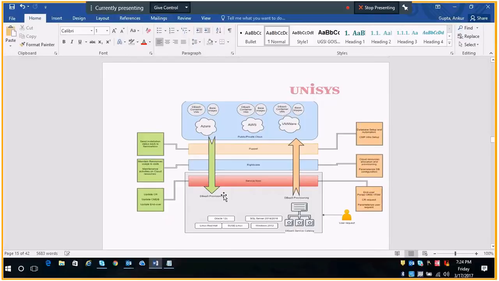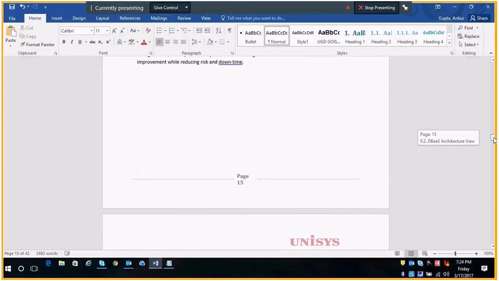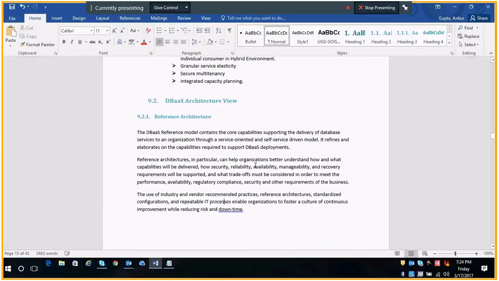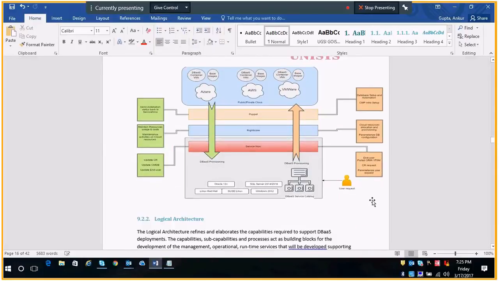Then the architecture review is something that will help you from the reference architecture: what are my service capabilities which will bring in the security, reliability, availability, and manageability for my DBAS, and what are the components engaged in that. So this gives a good picture of how it is really framed up.